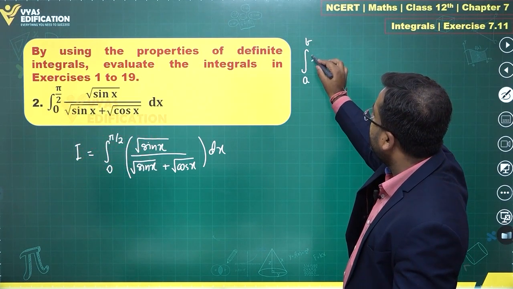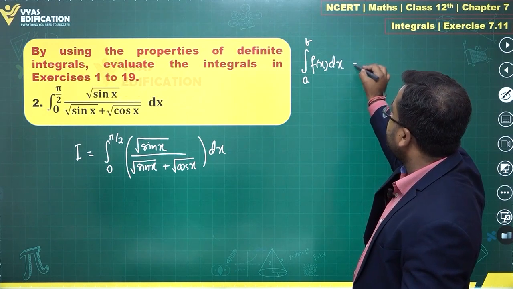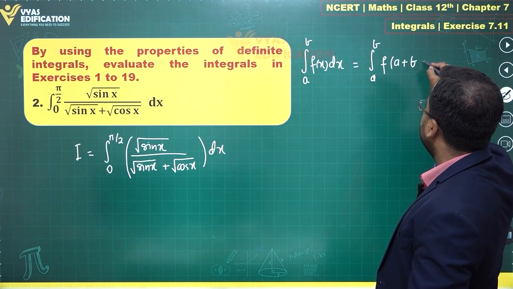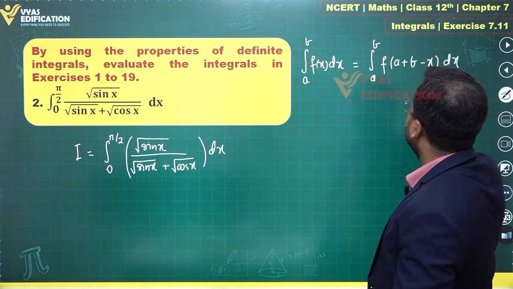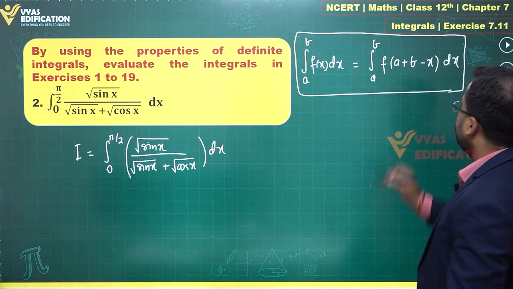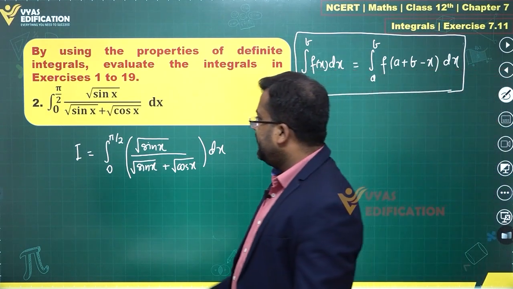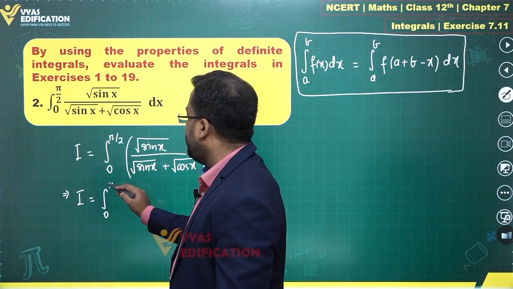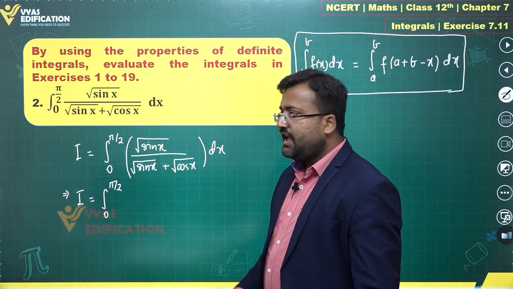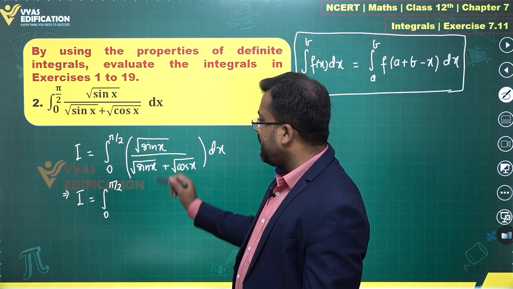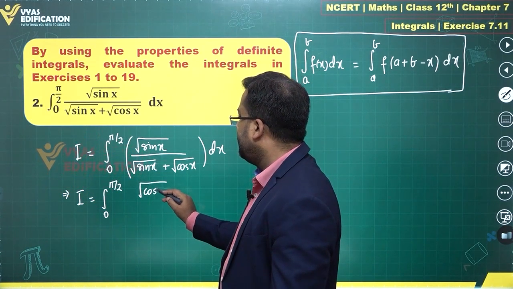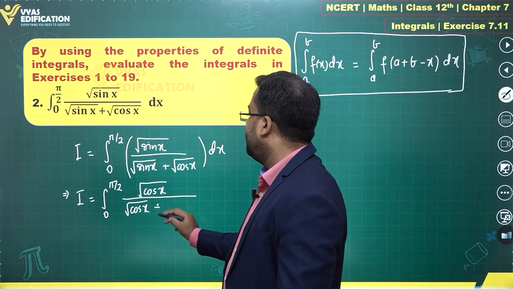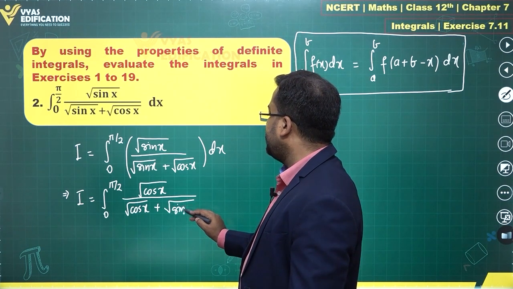Integral a to b f(x) dx is equal to integral a to b f of (a plus b minus x) dx. This is the property I'm talking about, the king property. So I over here will also be equal to the integral from 0 to pi by 2. You'll replace x by pi by 2 minus x. Sin of (pi by 2 minus x) will become cos x, and cos of (pi by 2 minus x) will become sin x.